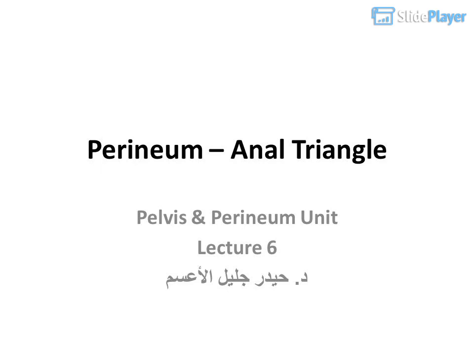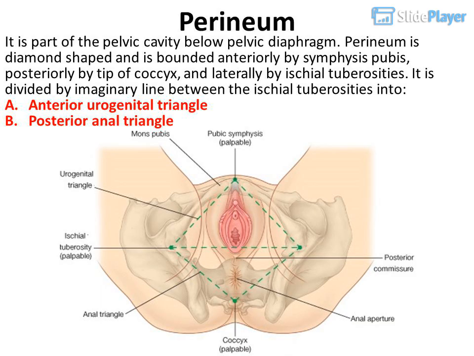Perineum, anal triangle. Pelvis and perineum unit. Lecture 6. Perineum. It is part of the pelvic cavity below the pelvic diaphragm. The perineum is diamond-shaped and is bounded anteriorly by the symphysis pubis, posteriorly by the tip of the coccyx, and laterally by the ischial tuberosities.